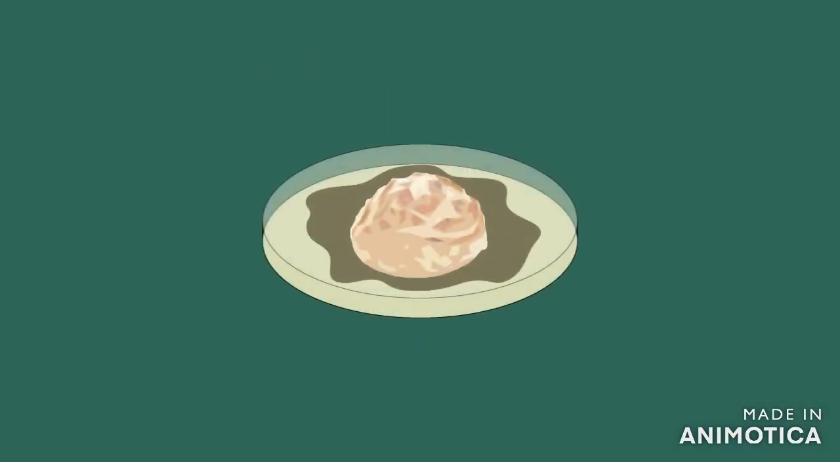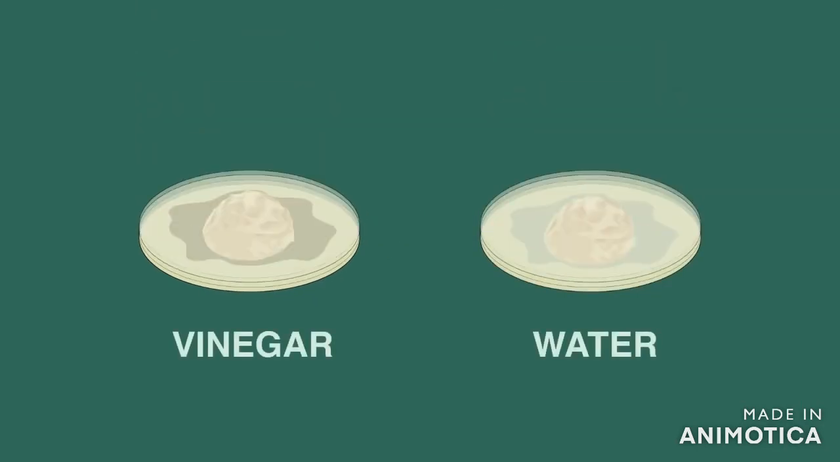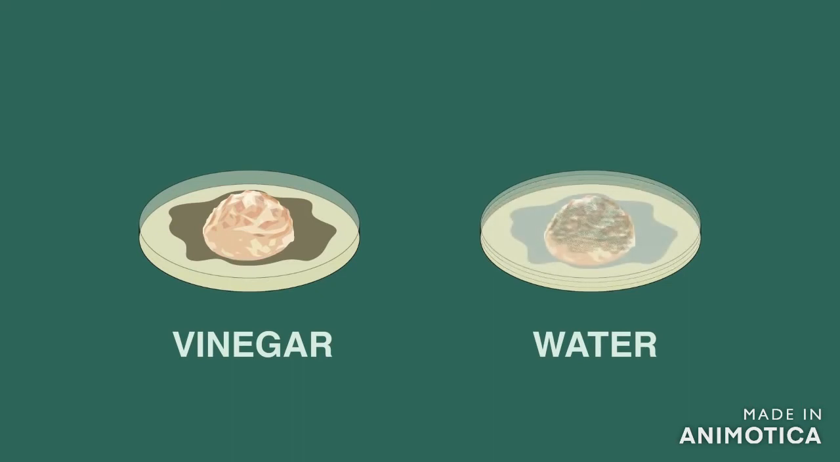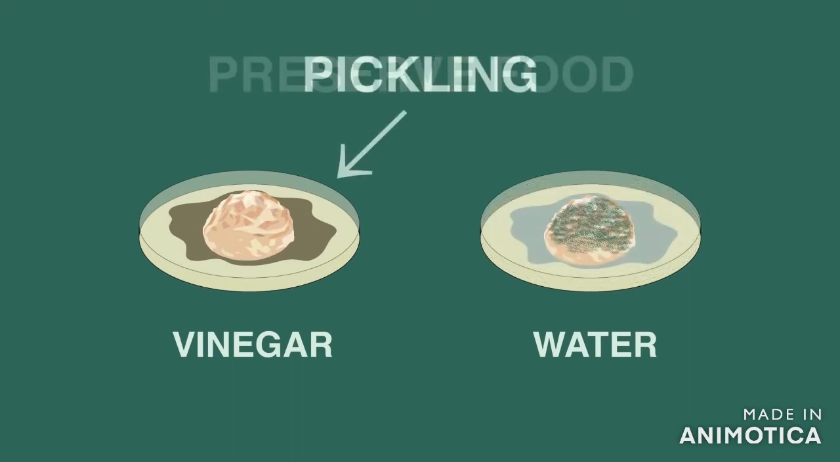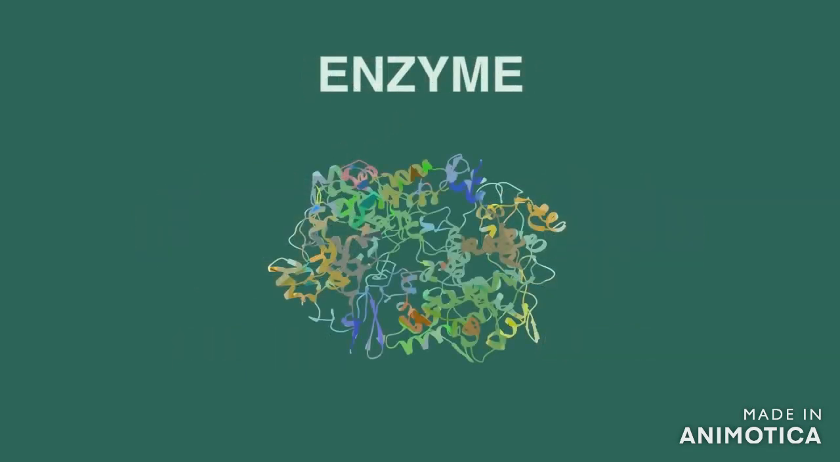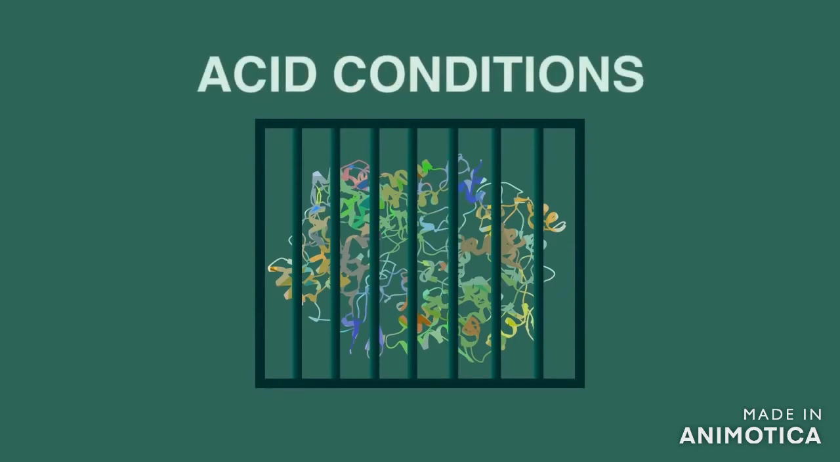Soak a slice of bread in vinegar and another in pure water. Leave them open for a little while, then leave them covered for a week. You will find that the bread soaked in vinegar has not gone moldy, whereas the other bread has. In fact, we use vinegar to preserve food in a process called pickling. This is the case because certain enzymes which are vital for growth are unable to function in acid conditions.